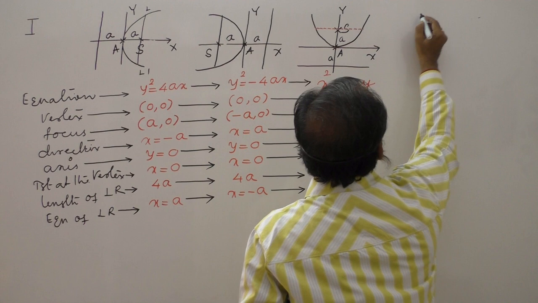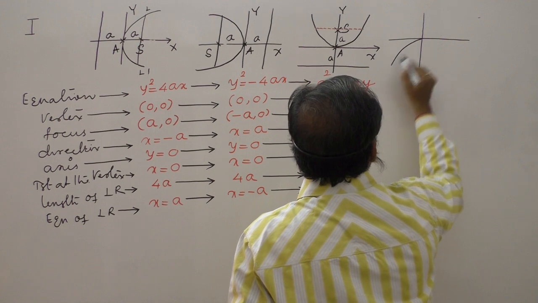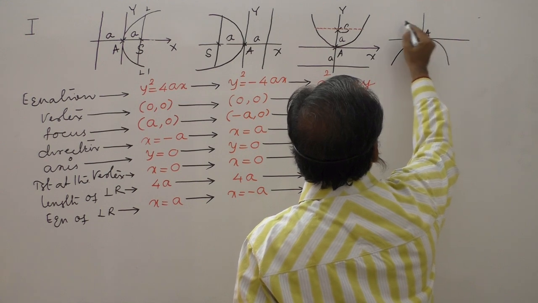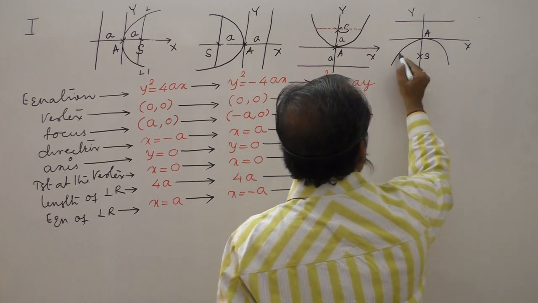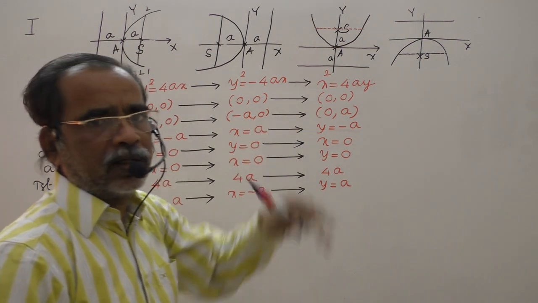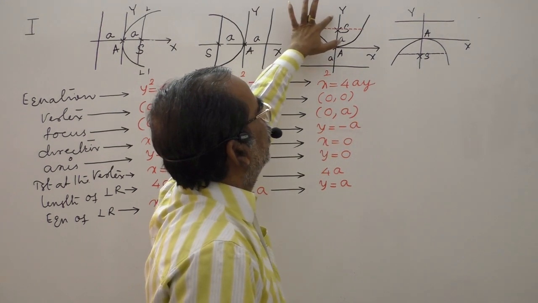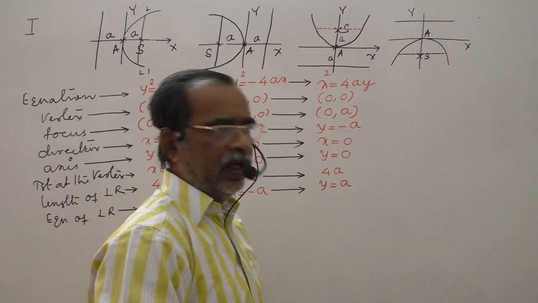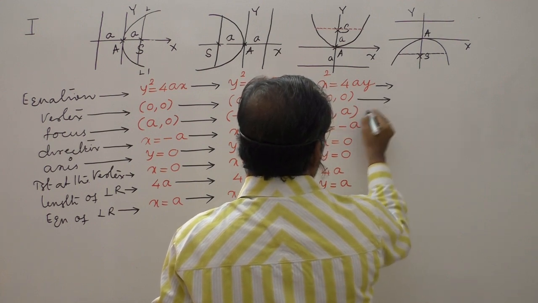Next, there can be one more parabola, which can be like this. This is the focus now. This is the vertex. This is the directrix. This is the y-axis. This is the x-axis. This line is the latus rectum. What is the difference between this and this? This is taking all positive y values, this is taking negative y values. Therefore, wherever y is there, it will be negative. So, we will see the details of this.